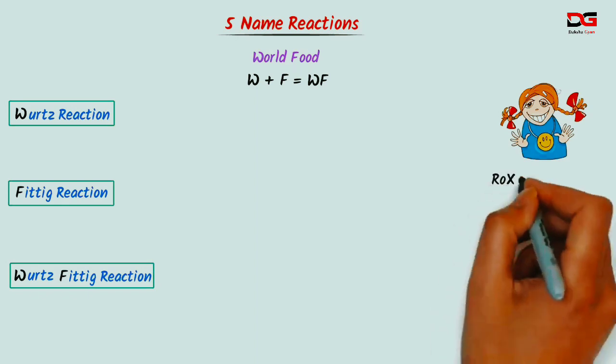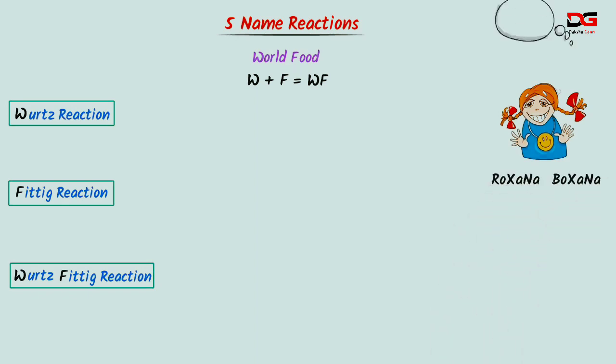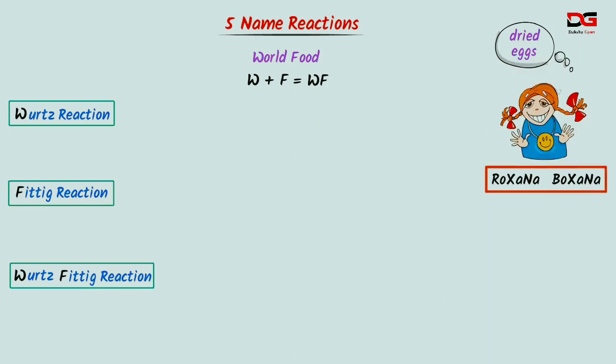Now think about a very unique girl in your school or college. Let her name be Lrr. She loves to eat dried eggs. Remember that I capitalize every second letter of Lrr.